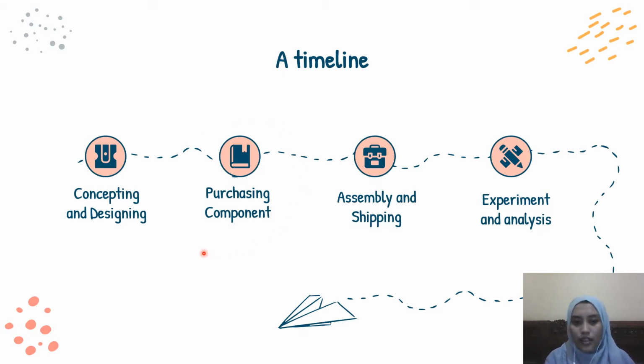First, we use the offline store to purchase our components. If it's hard to buy or we cannot find it, we use the online store. And then the third one is the assembly and shipping part. For the assembly, we start assembling from the components that we already purchased. Also, for the shipping, we don't have any shipping cost because of the close area between me and my group, so we can do it together without any additional cost for the shipping. And then the fourth one is the experiment, also the analysis.